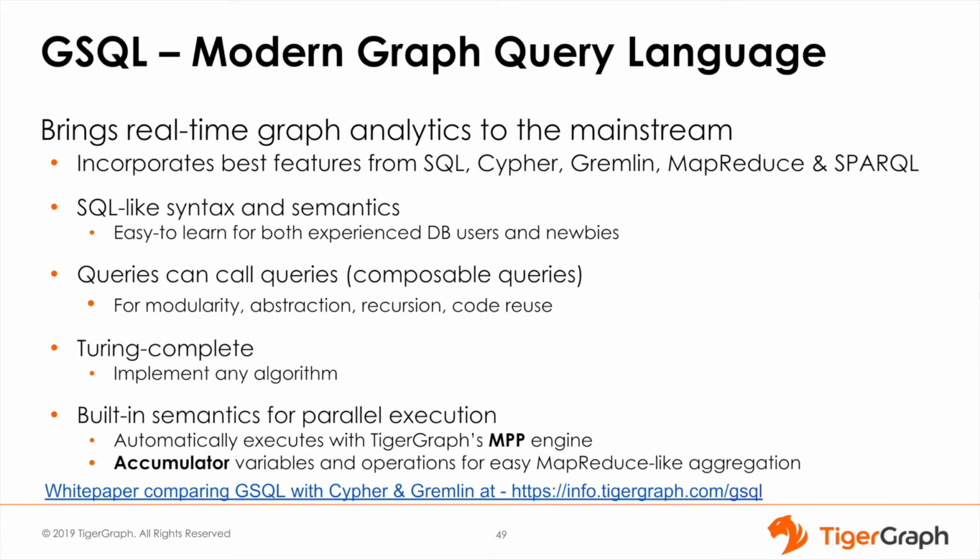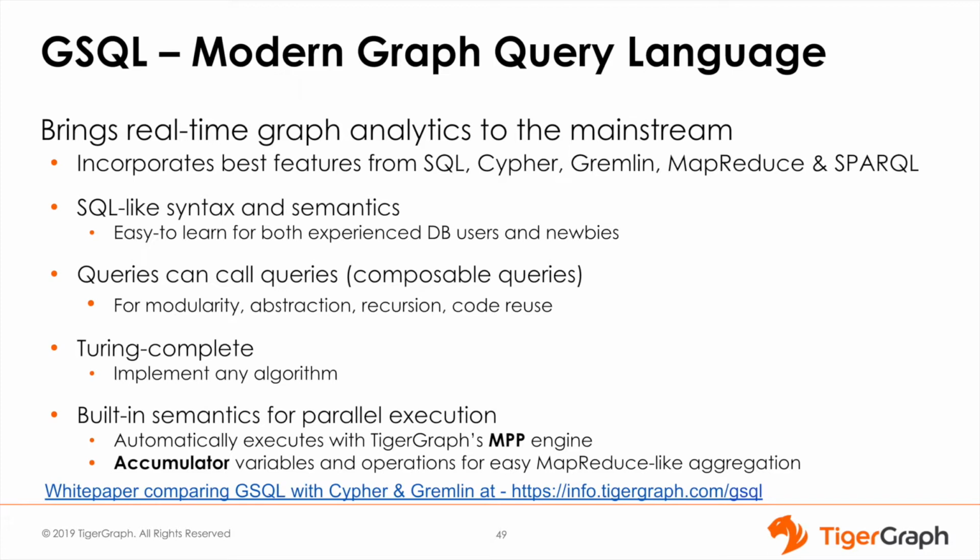GSQL is TigerGraph's graph query language. It takes the best ideas from earlier languages, SQL, Cypher, Gremlin, and SPARQL, to synthesize a language which is both powerful and easy to learn for the full range of graph applications, not just pattern matching, but graph algorithms, transactions, deep link analytics, and feature extraction for machine learning. GSQL is Turing complete, allowing the developers full flexibility to code any algorithm with GSQL. Built-in semantics allows for parallel execution in TigerGraph's massively parallel processing, or MPP engine.